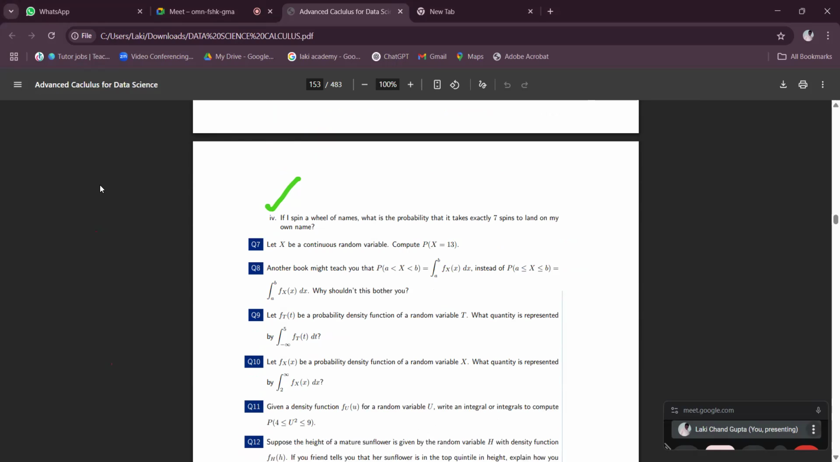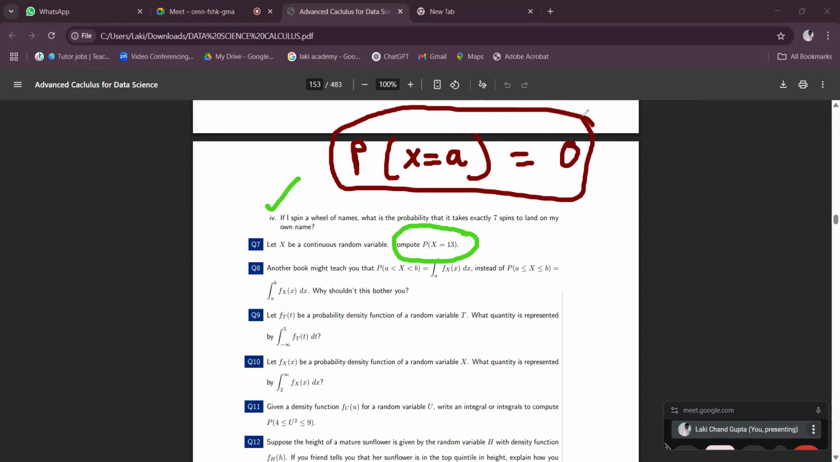One more thing. Whenever a continuous random variable is there, you cannot find the probability at a point. In a continuous random variable, you will always find probability in the form of a range. If I ask you what is the probability of x equal to a, it will always be 0. Very important result.